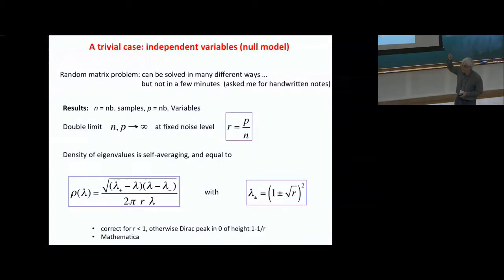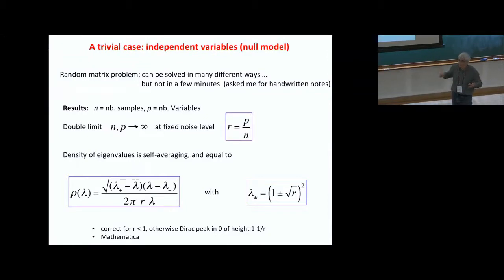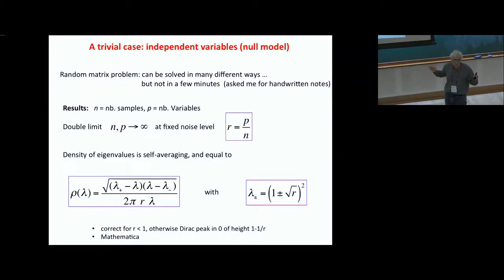So the crucial parameter is R, which is p over n. This is the number of variables divided by n. If R is going to zero, that means you have a large number of samples compared to the size of the problem, and it's a very good situation. If R is big, that means you are undersampling, so it's going to be very hard to do anything. So what Marchenko and Pastur found is that the distribution of eigenvalues is given by this.